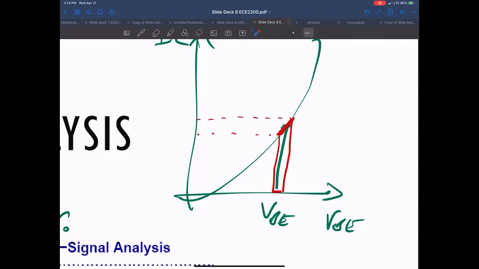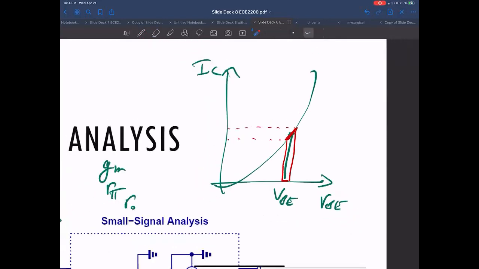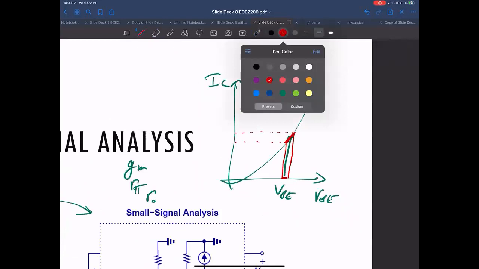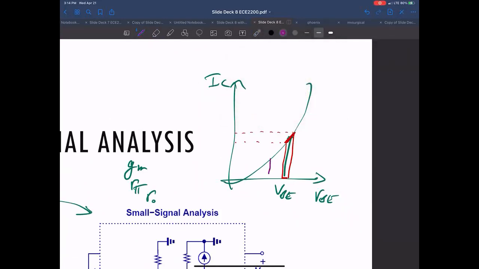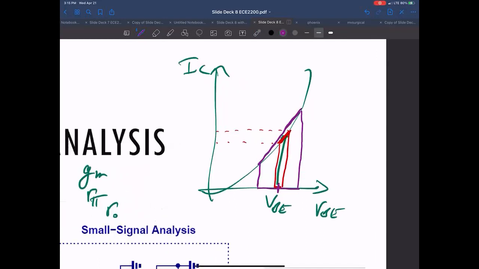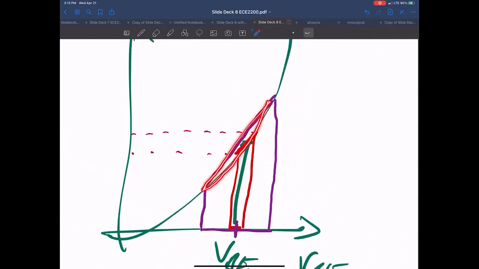When this breaks down is if your input has too large a swing. Let's say I've biased here, and my input level is changing quite a bit. It just doesn't make sense to model that as a linear curve anymore, because there's a huge difference between this and this exponential curve when your range is changing too much. This linear approximation is only good when the change is a small amount. Now, what's a small amount?